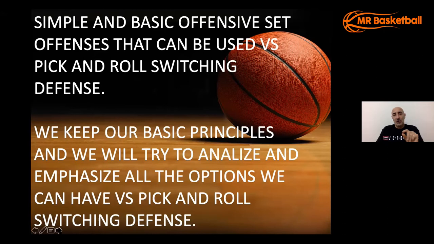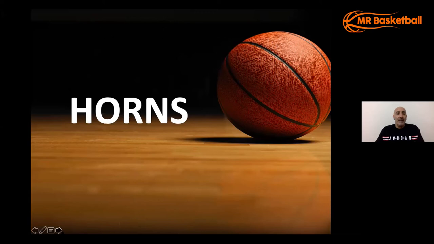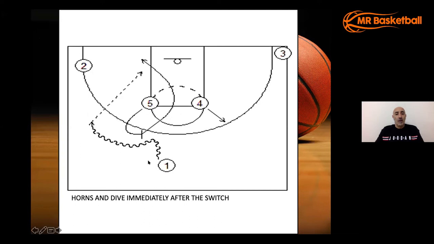Here we're talking about a very, very simple horns play. If the defense decides to switch the ball screen immediately, we run horns and dive. Horns and dive directly, we look for the pass inside. Some teams will try to use the triple switch here, that we will deal with later. But dragging the foreman outside, especially if the foreman is a shooter, we use these horns and dive immediately, and we can create a mismatch situation like you will see here.